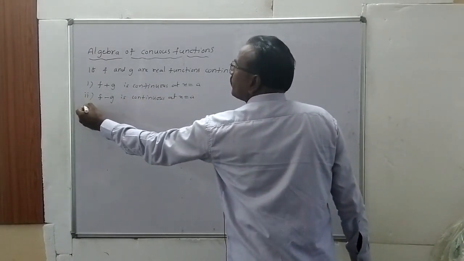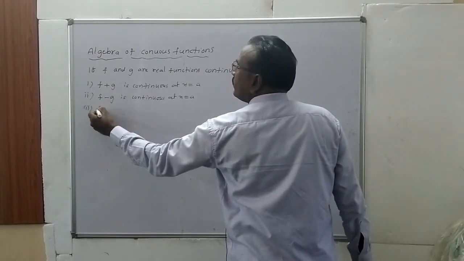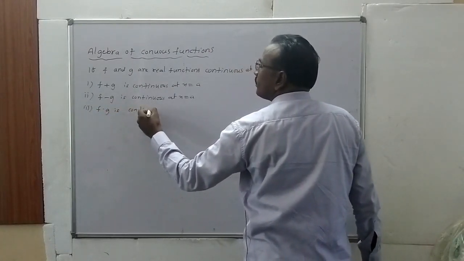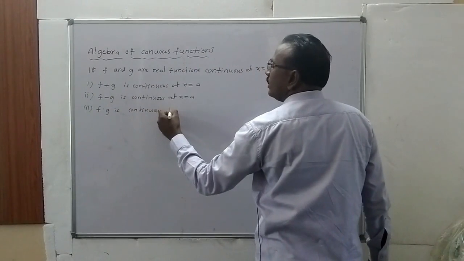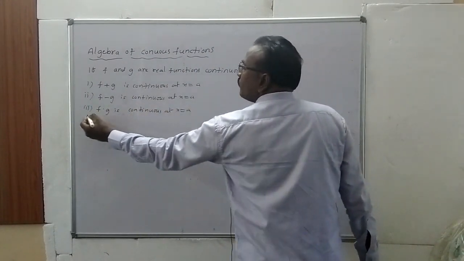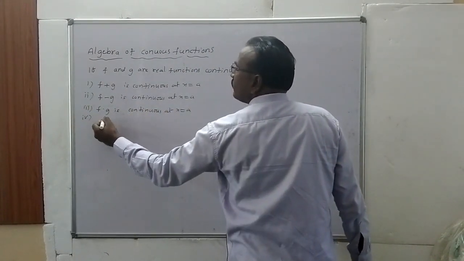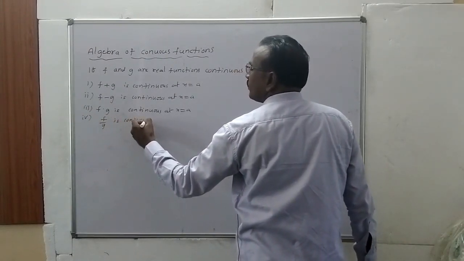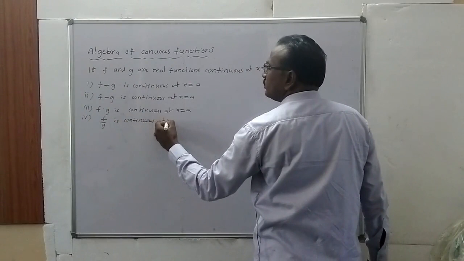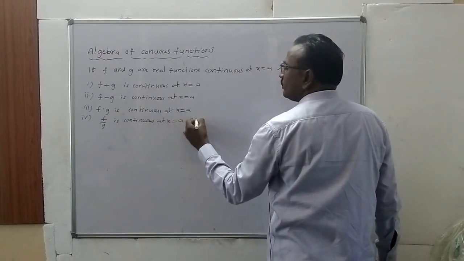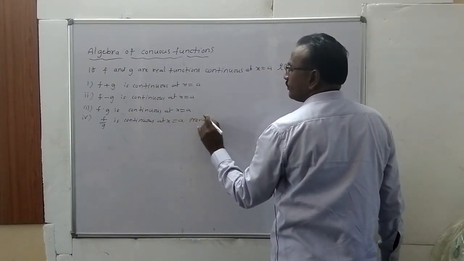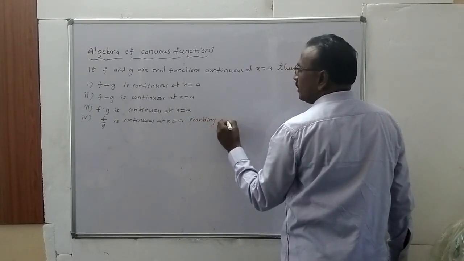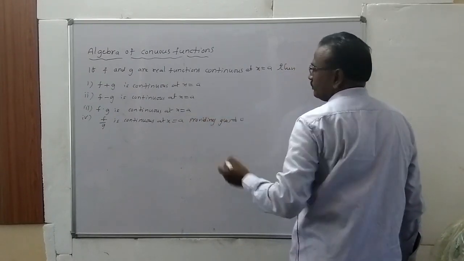Third one, f into g is continuous at x is equal to a. Fourth one, f by g is continuous at x is equal to a, providing g of a is not equal to 0.